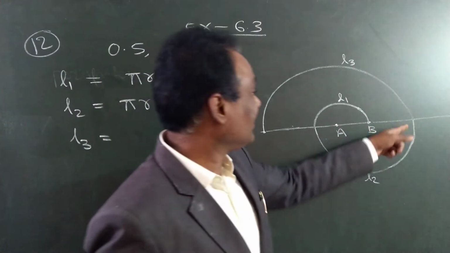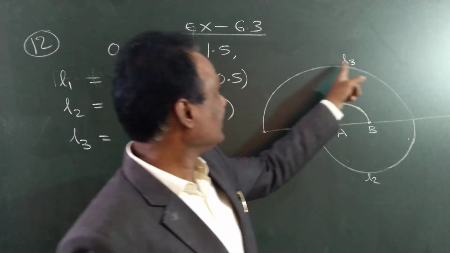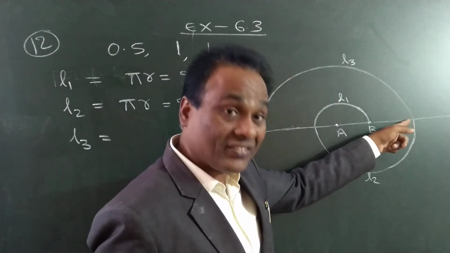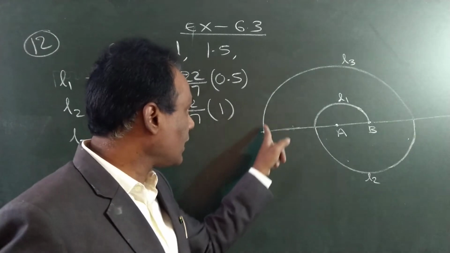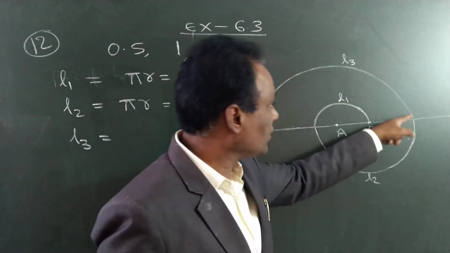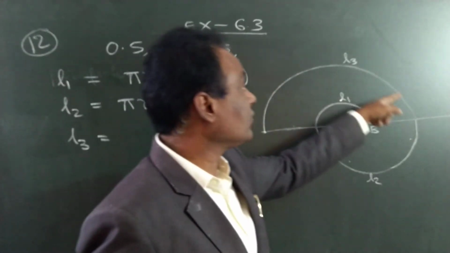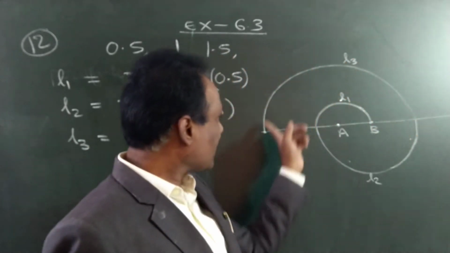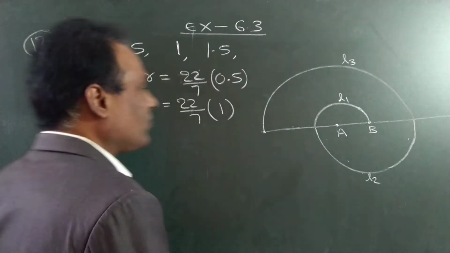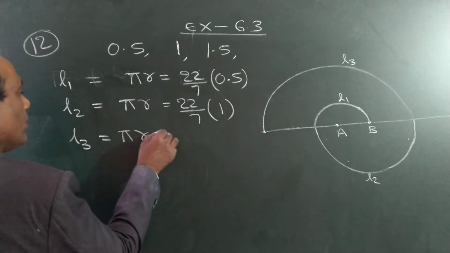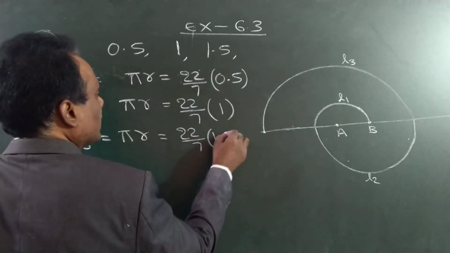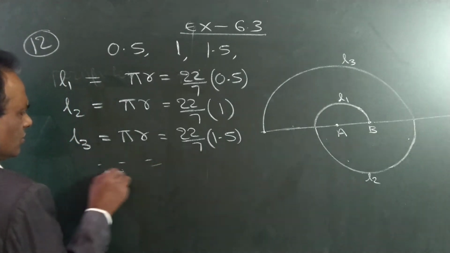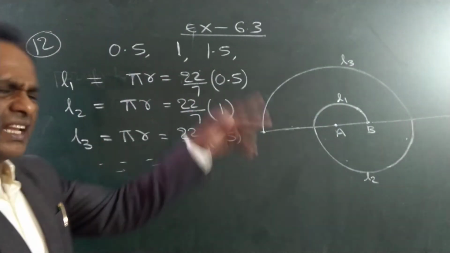Next semicircle. This is over now. Now L3. For this semicircle, how much wire is required? The wire is kept from here to here. This is the length of the wire. So how much wire is required? That is nothing but the perimeter of the semicircle. What is the formula for the perimeter of the semicircle? Pi r. 22 by 7 into r, where r is 1.5. So on, like this. Next semicircle, next semicircle.